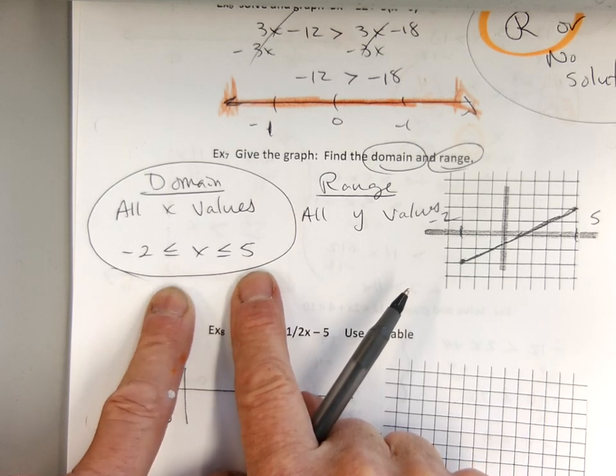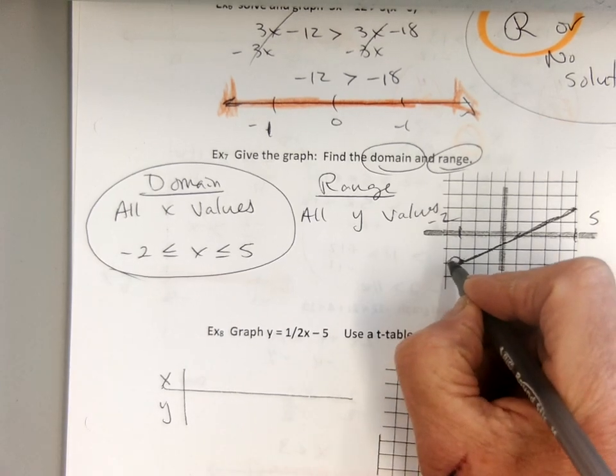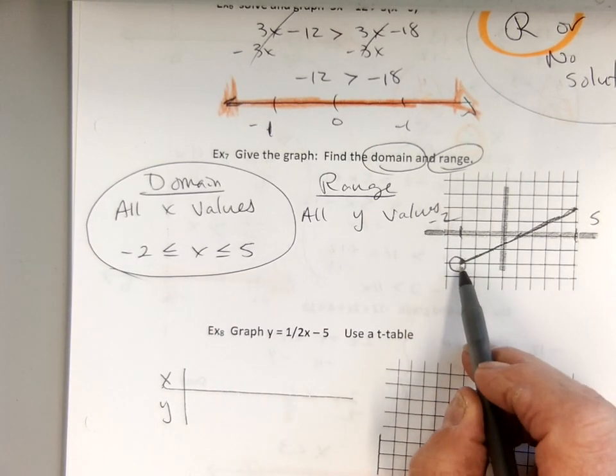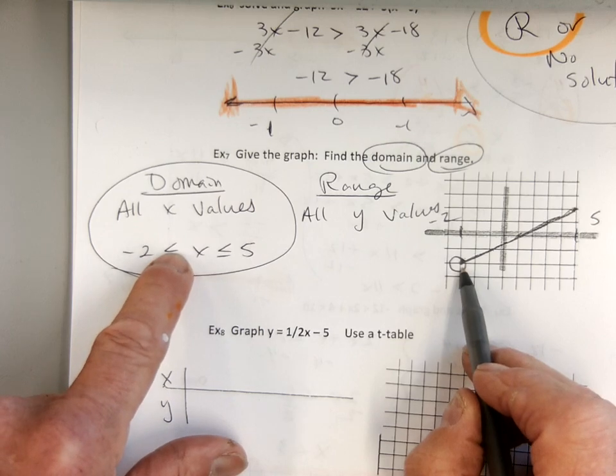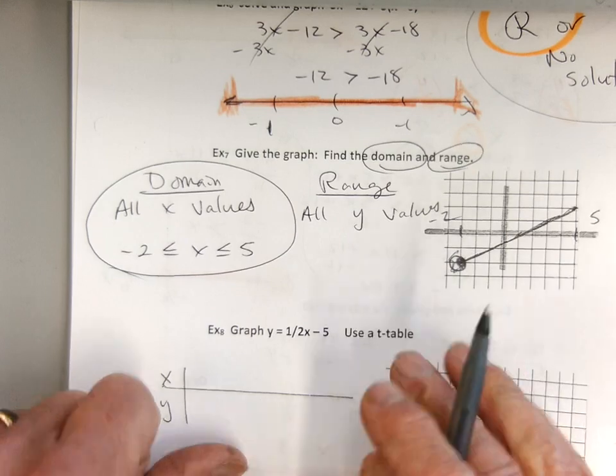Would the greater than or equal to ever change? If I did this with an open circle, you wouldn't put the equal, okay? But I didn't do that, did I? It's a solid dot. Great, that was a really good question.